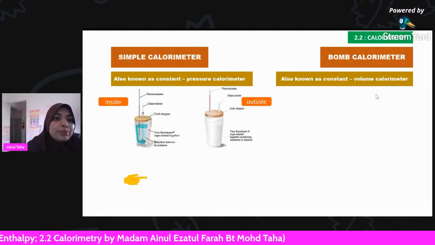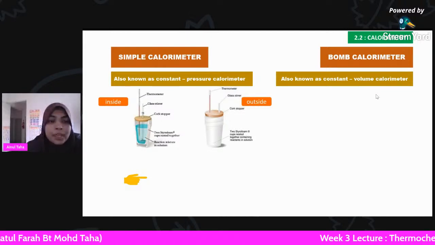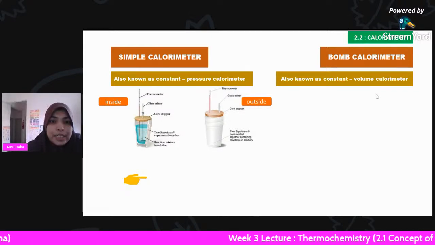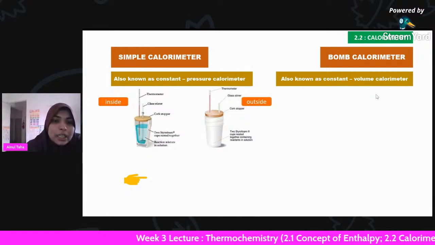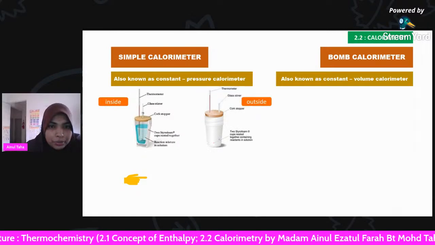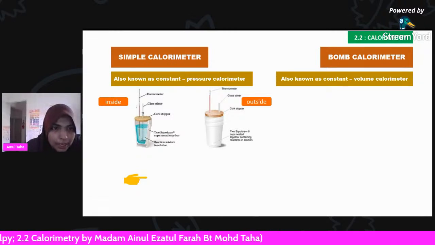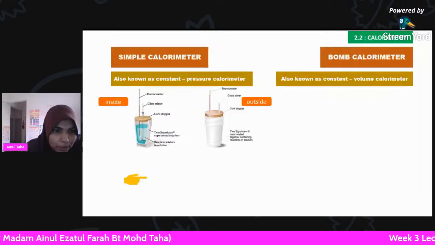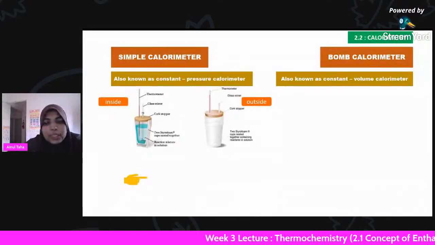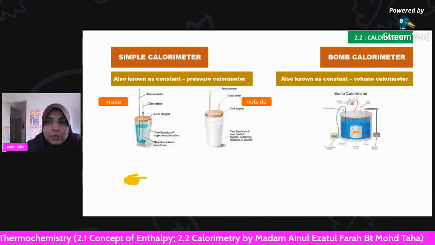Okay, so for the simple calorimeter, you can see the outside of the calorimeter is only an insulator. We call it polystyrene. Inside, it has a solution, and you can see the thermometer. This one we call the stirrer. Okay, so this is how it will function. And the other one is the bomb calorimeter.